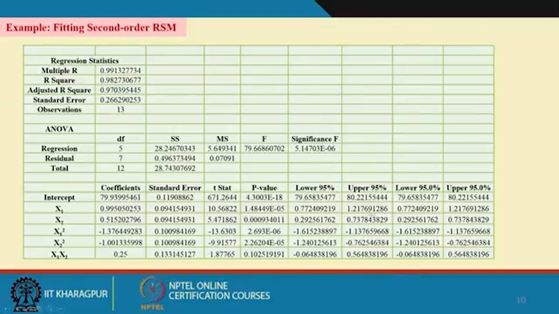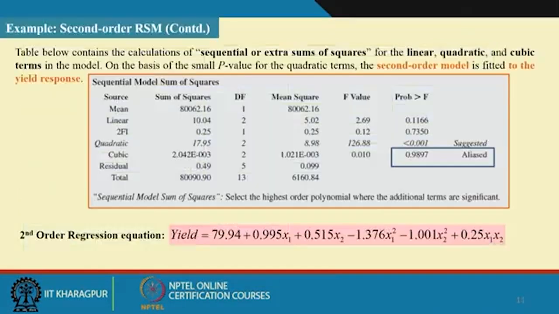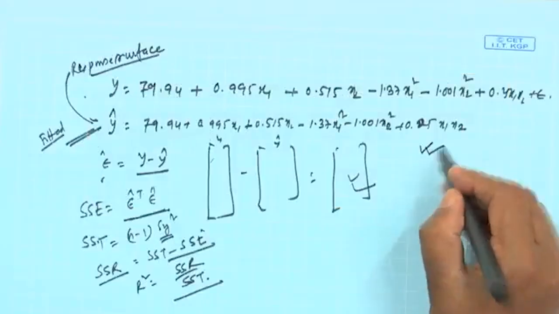And if you see the p value, it is very low, and only x1 x2 is significant at 0.1 probability level. At the 0.05 probability level, we can say the interaction term is not significant. So, we can say that the second order response surface is a fit one here.